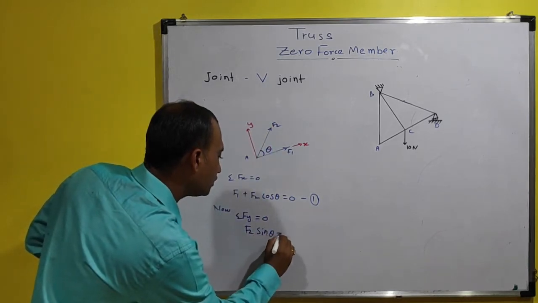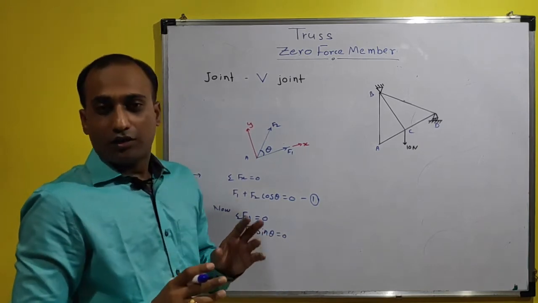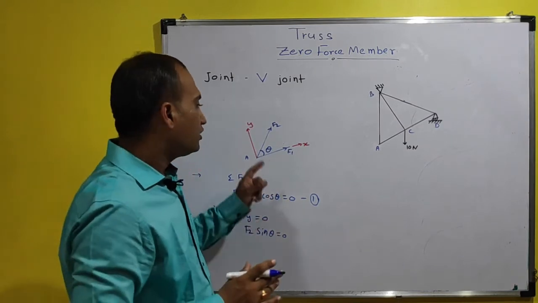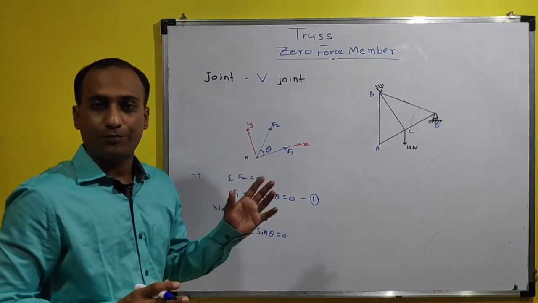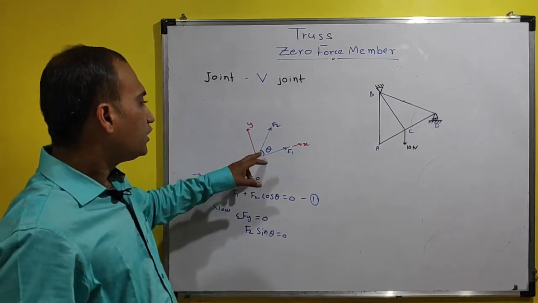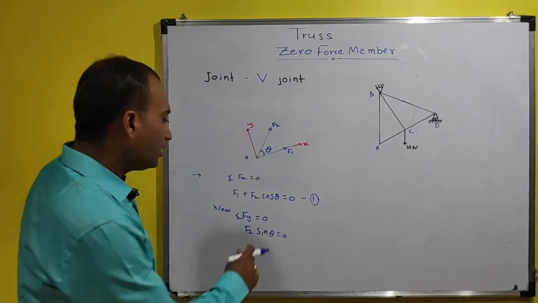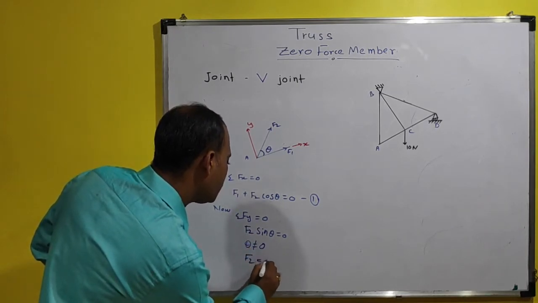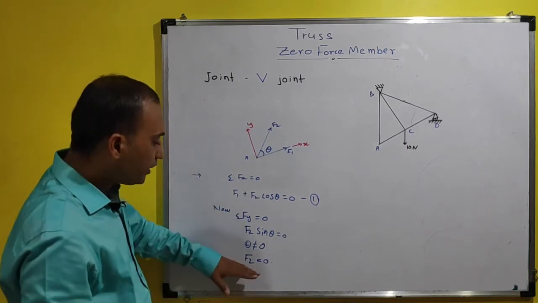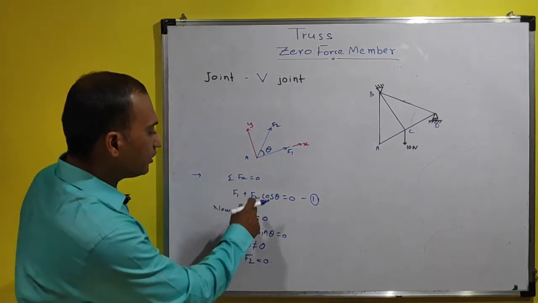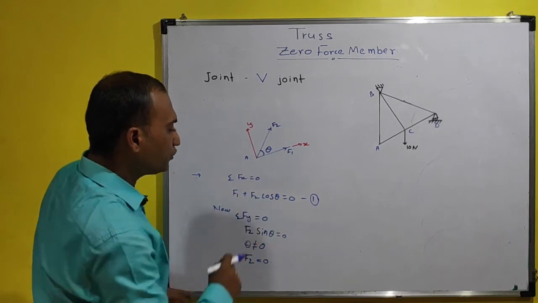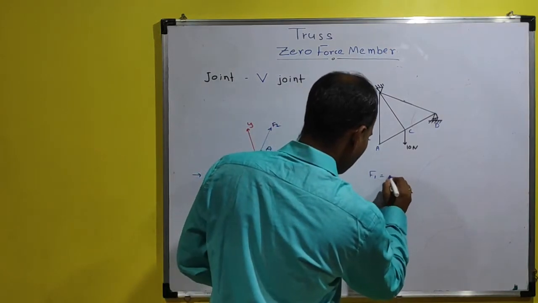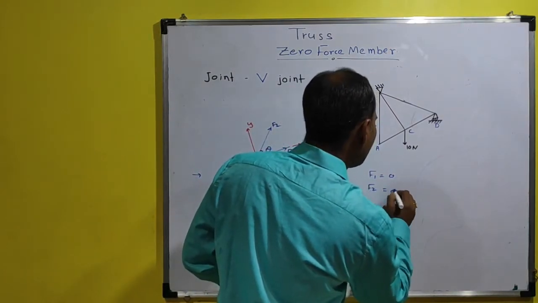is equal to 0. And we know that to make the V joint there should be two members, and they are at some angle. So now here we know these forces are at some angle, and here angle theta is not equal to 0, and hence we can say F2 is equal to 0. And by putting this value in this equation, what will we get? F1 plus 0 is equal to 0, and hence we can say F1 is also 0. And we know F2 is also 0.